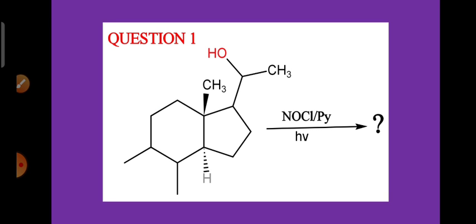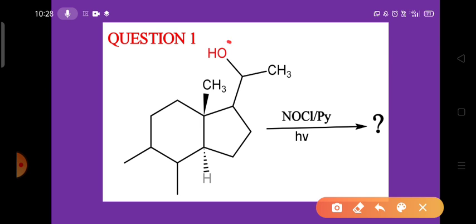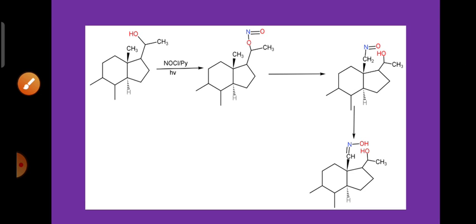Now we will look at some examples. Look here, in this question, this hydroxy compound is taken. The starting substance is a hydroxy compound, and it is treated with nitrosyl chloride in the presence of pyridine and light. So here we have to remember that hydroxy compounds are acids, and in the presence of pyridine, these alcohols or hydroxy compounds react with NOCl, and as a result, we get the nitrite compounds here.